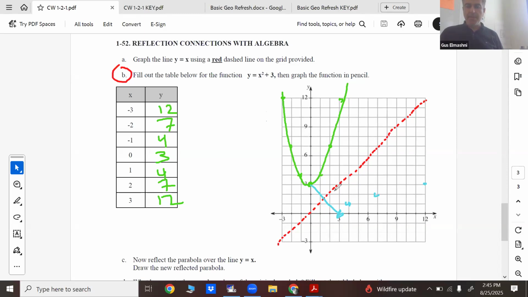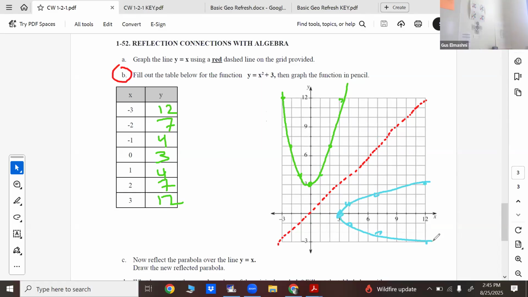So what's happening? These all map onto each other. Notice how the red line's going right through the middle of all that. Okay, and then likewise for the other points, right? If you have -1, 4, 4, -1. -2, 7, 7, -2. -3, 12, 12, -3. So you form a sideways parabola.